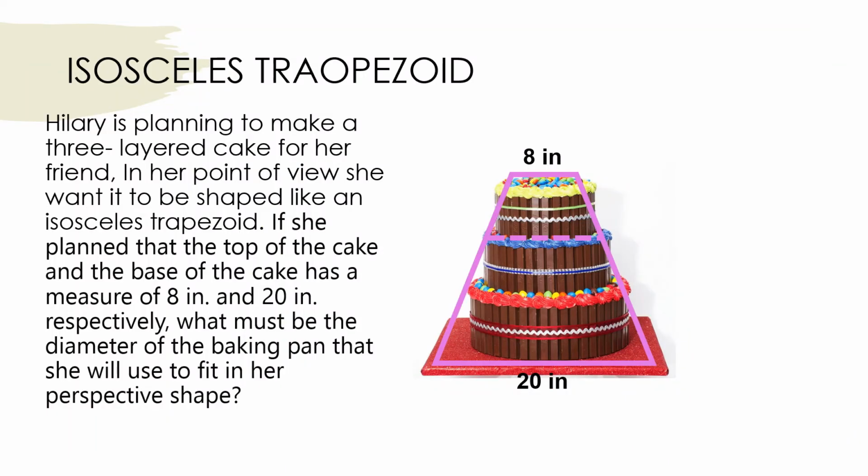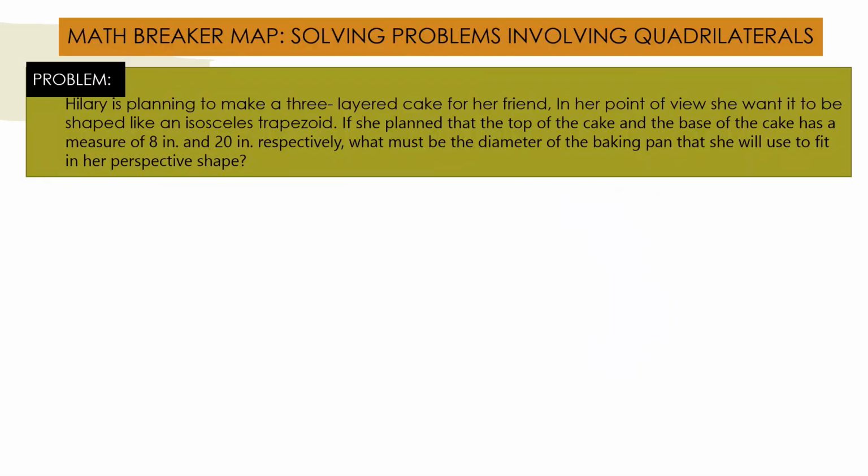Hillary is planning to make a 3-layered cake for her friend. In her point of view, she wants it to be shaped like an isosceles trapezoid. If she planned that the top of the cake and the base of the cake have measures of 8 inches and 20 inches respectively, what must be the diameter of the baking pan that she will use to fit her perspective shape?